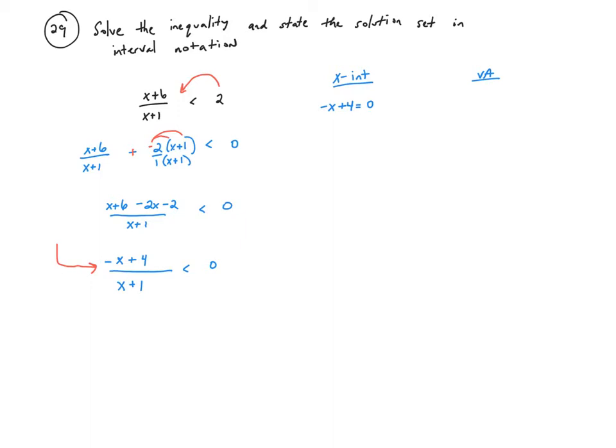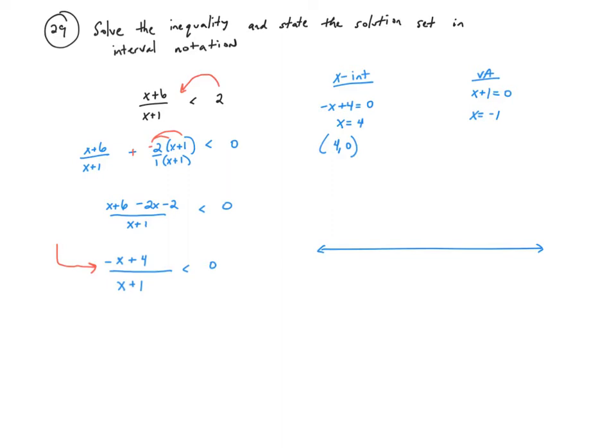The x-intercept occurs when the numerator equals 0. So set negative x plus 4 equal to 0. We will end up getting x equals 4. So the x-intercept is the point (4, 0). To find the vertical asymptote, set the denominator equal to 0. We get the vertical asymptote x equals negative 1.